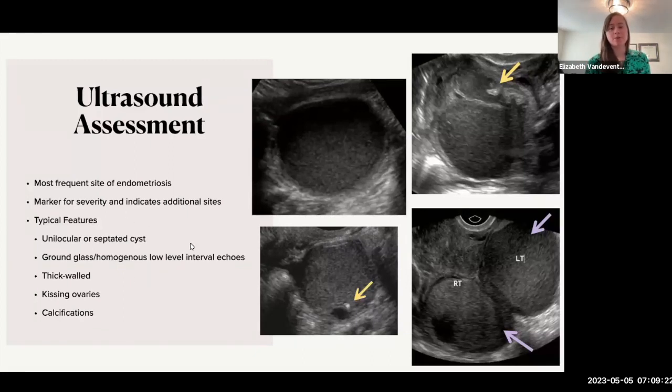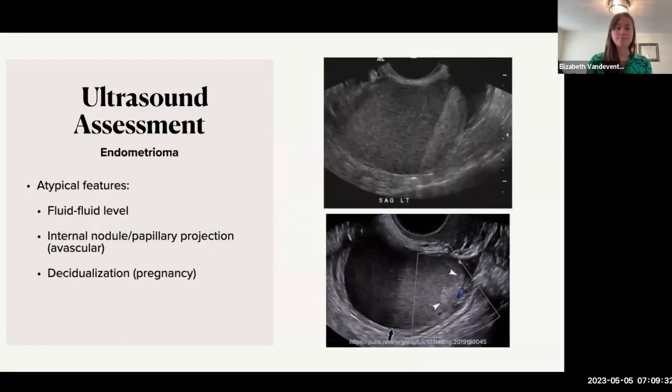The important thing about endometrioma, as we said, is that it's the most frequent site of endometriosis that we see. It also tends to be a marker for severity and can indicate that there's additional disease that we're not seeing. Some atypical features of endometrioma, we can see fluid levels, as is displayed here. This can occur depending on the menstrual cycle with varying levels of blood products. So typically in patients that have chronic endometriomas that are rebleeding, you can end up with this fluid level.